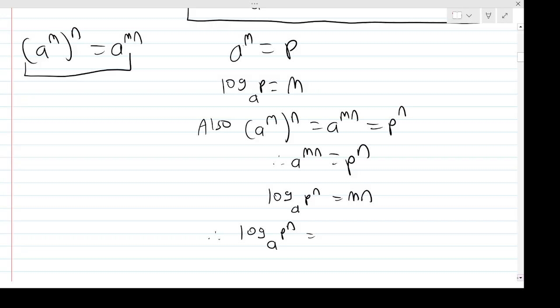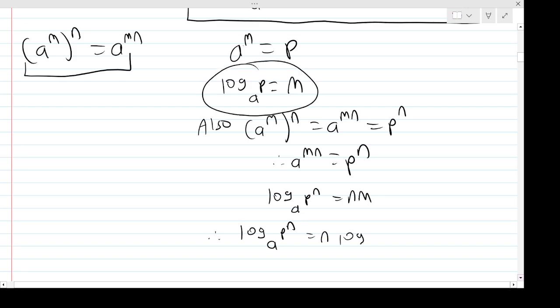Well, I'm going to rearrange it ever so slightly to N times M. You'll see why, because then that's N lots of M. But we know M is this. So it's N log A of P. And there's my third one.